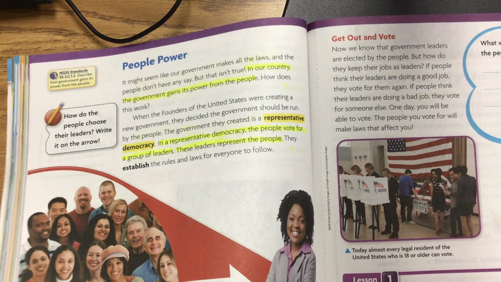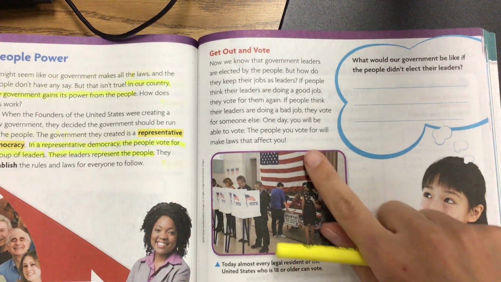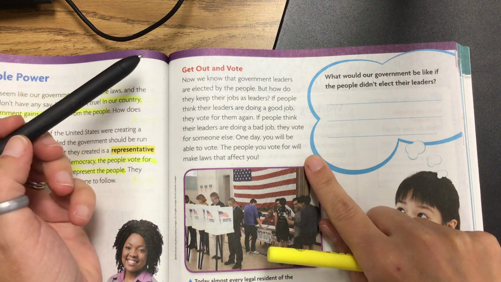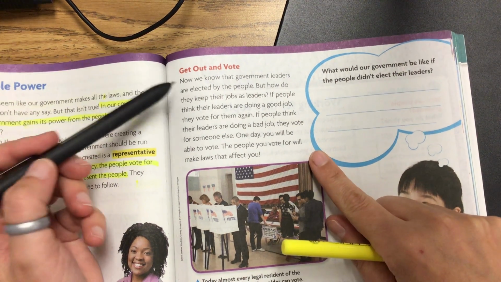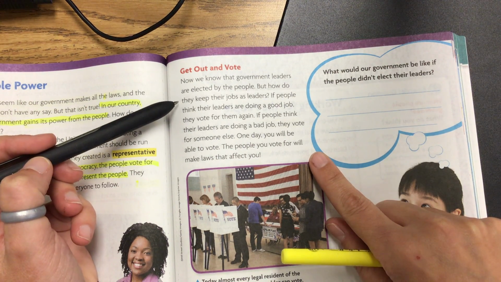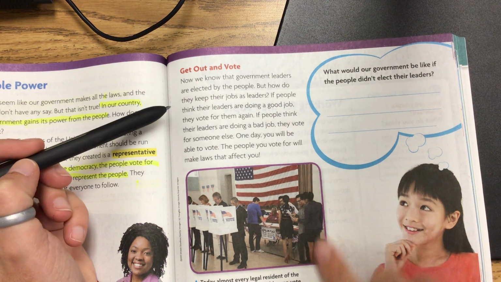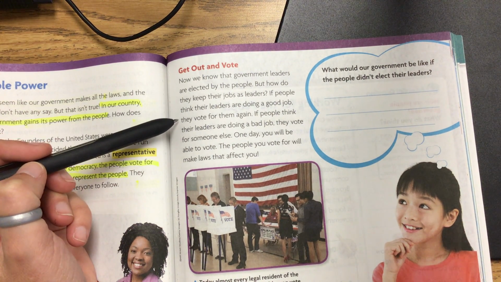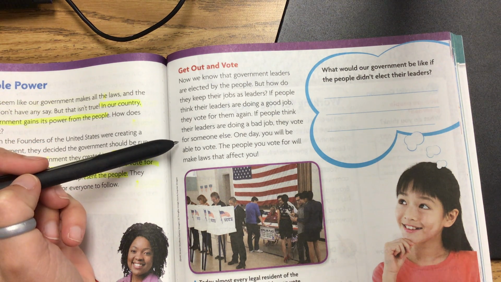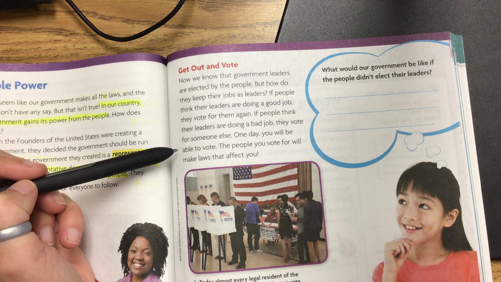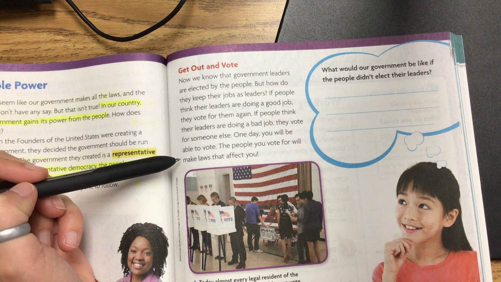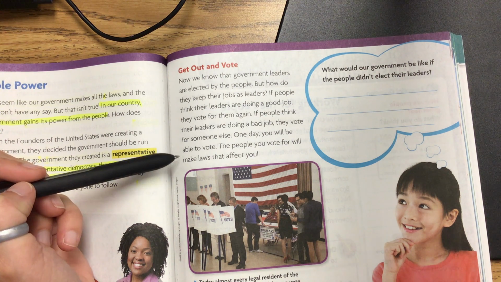All right, the next section is get out and vote. And we just experienced this as a country with our general election last week. It says, now we know that government leaders are elected by the people, but how do they keep their jobs as leaders? If people think their leaders are doing a good job, they vote for them again. If people think their leaders are doing a bad job, they vote for someone else. One day, you will be able to vote. The people you vote for will make laws that affect you.